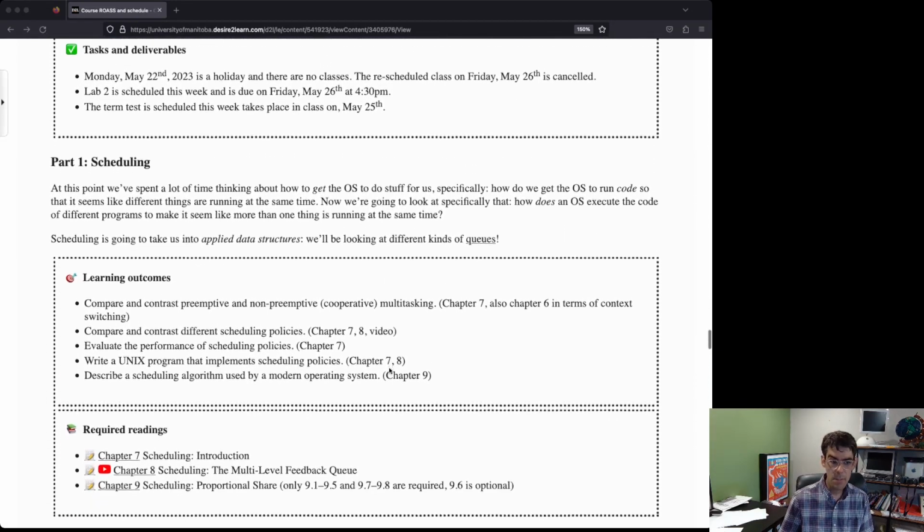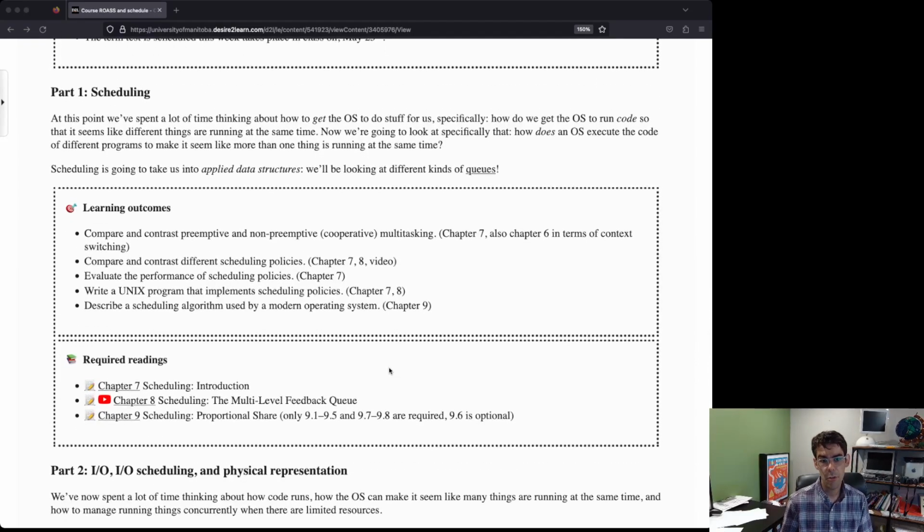This week, we spent some time taking a look at scheduling, and the topics that we were thinking about were compare and contrast preemptive and non-preemptive or cooperative multitasking. This was assessed on the term test in the last question about scheduling, where I was asking you to compare the round robin scheduling policy and the shortest job first scheduling policy. One of them was preemptive and one was non-preemptive.